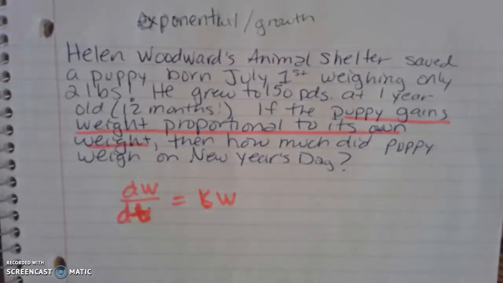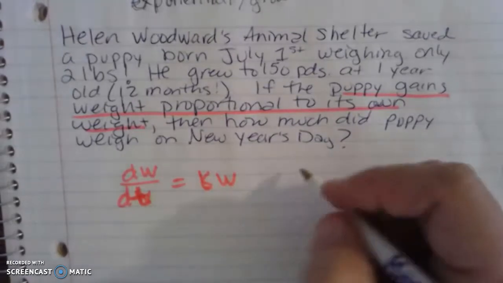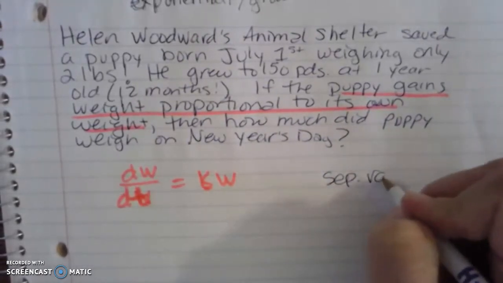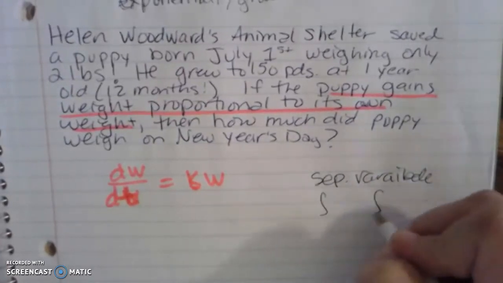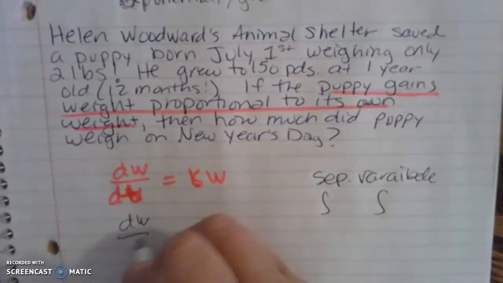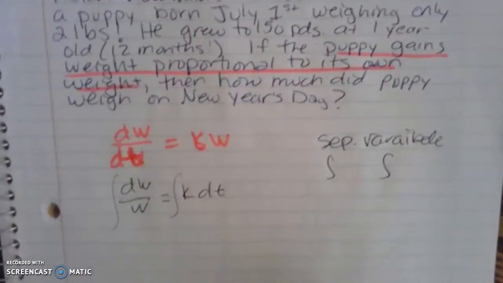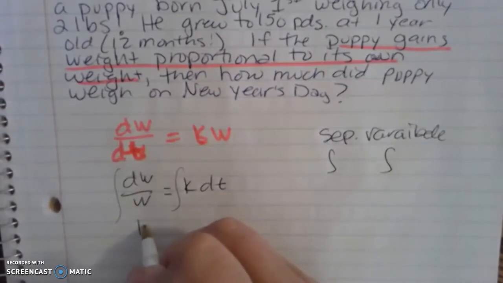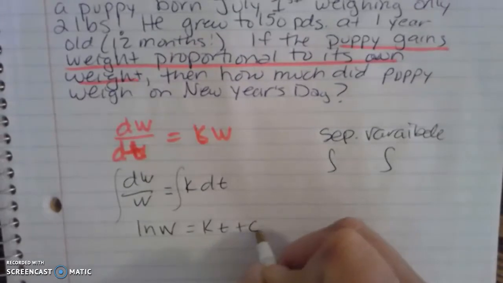And then we're going to go through the same steps that we did with the other problems like this. We're going to separate variables, and take the integral of both sides. Okay, so let's first get all the w's on this side. So we get dw over w equals k dt. Now when I take the integral of both sides, we're going to get ln w equals kt plus c.